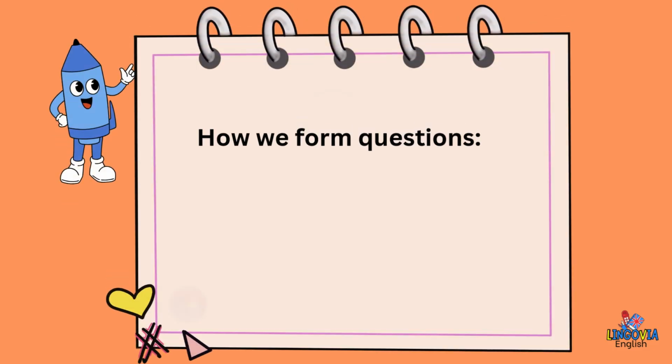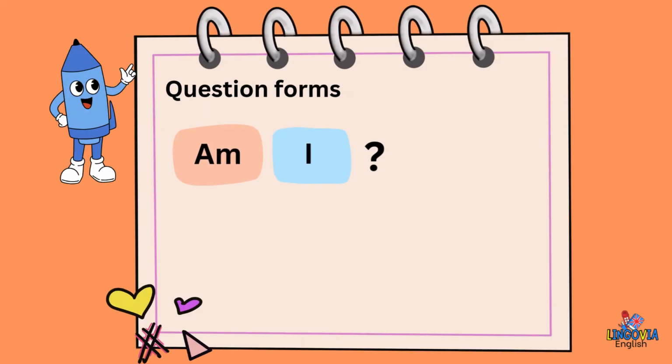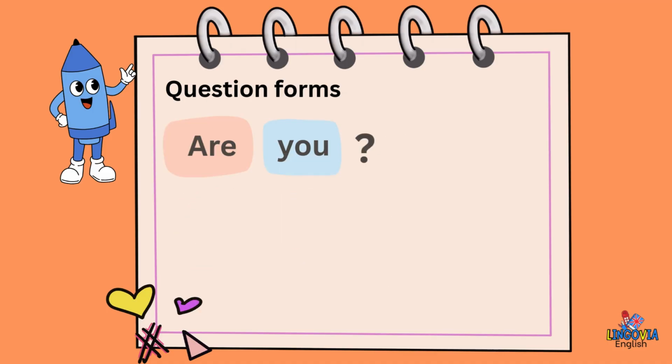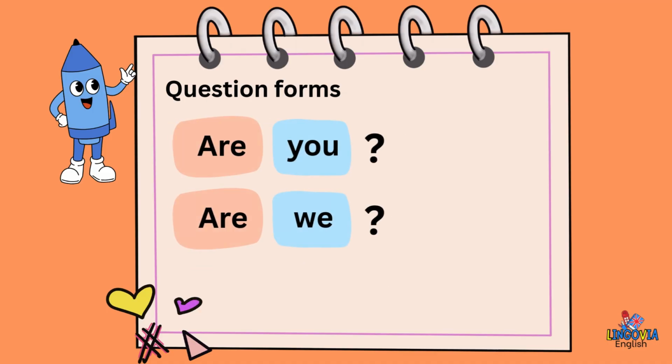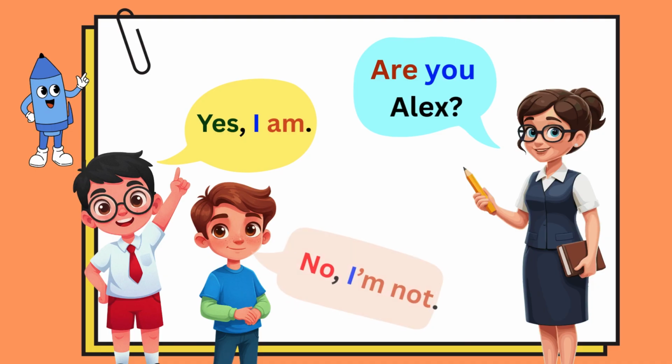To make a question with the verb to be, just start the sentence with the verb to be and then add the subject pronoun. Am I? Are you? Is she? Is he? Is it? Are you? Are we? Are they? Are you Alex? Yes, I am. No, I'm not.